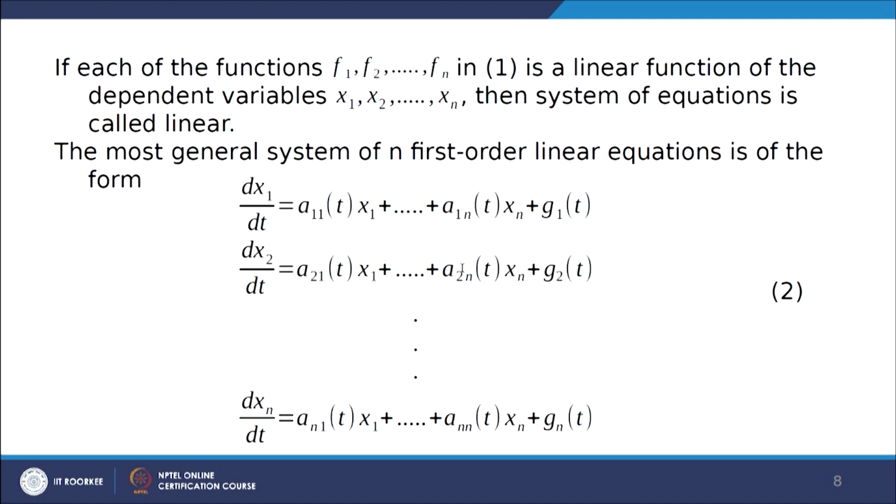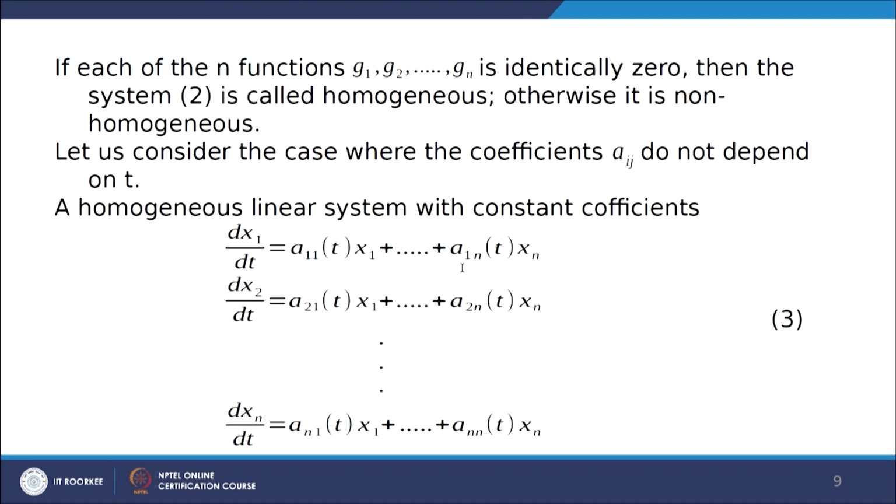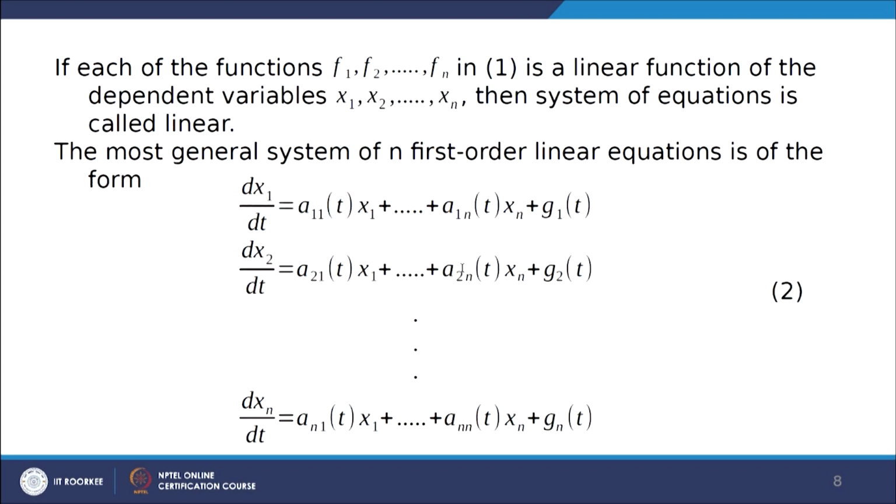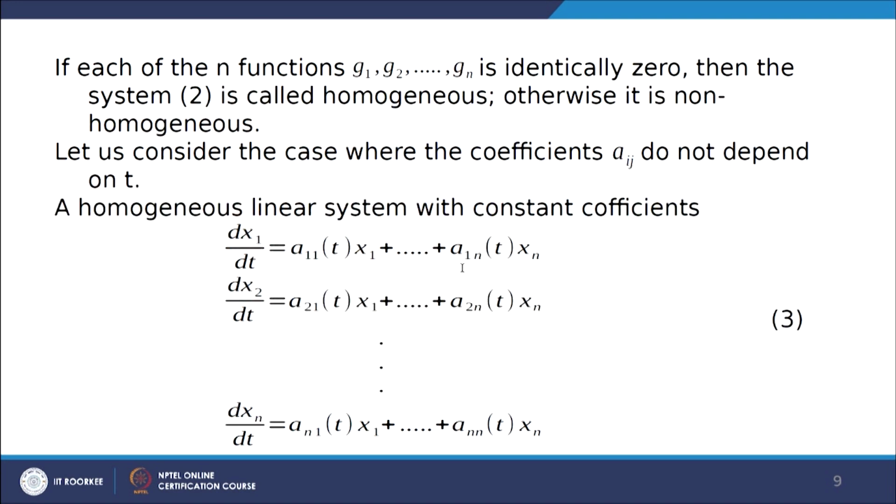Now, if each of the n functions g1, g2, gn is identically 0, that is, g1(t), g2(t) and so on gn(t) are equal to 0 for every value of t, then we say that they are identically 0. Then the system 2 is called a homogeneous linear system, otherwise we call it a non-homogeneous linear system.